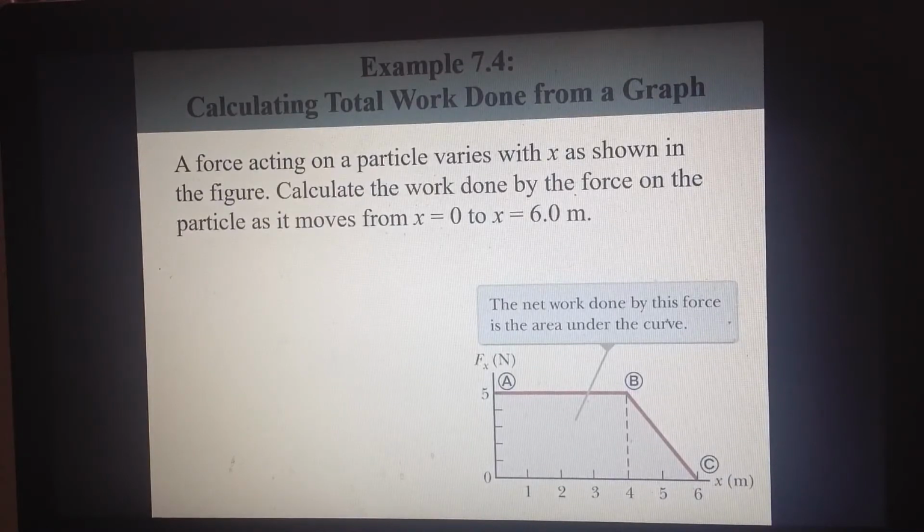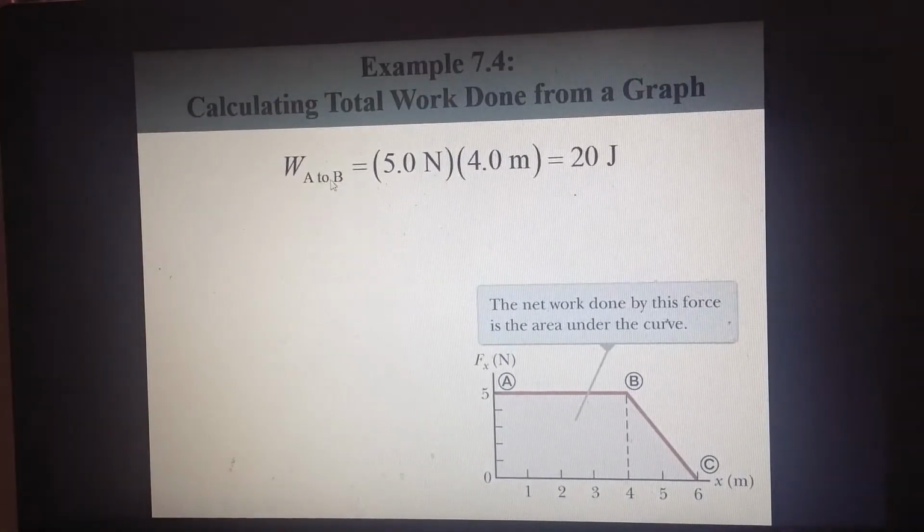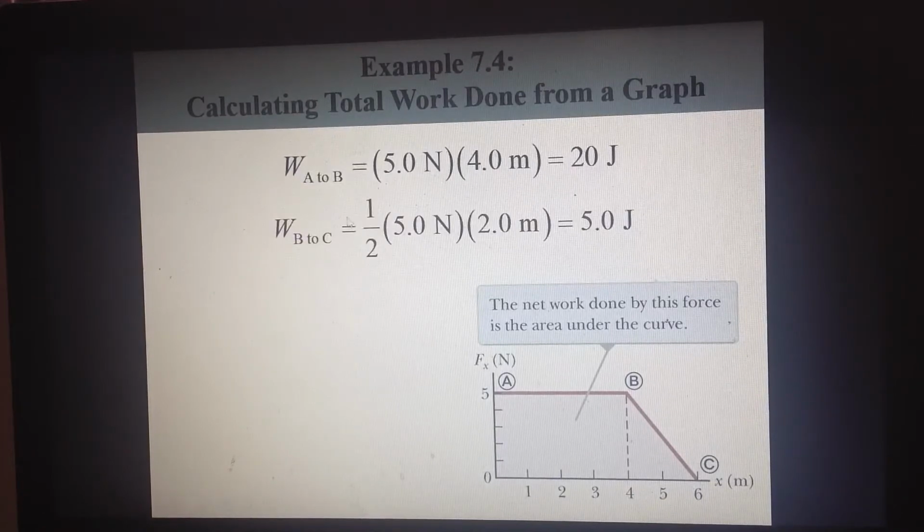If I want to calculate the work done, the first thing that I'm going to do is calculate the work from point A to point B. From point A to point B, the force is just 5.0 newtons and the displacement is 4.0 meters. And so I can just multiply that together to get my 20.0 joules. Now when I go from point B to point C, the force is changing, it's reducing. So I need to calculate this area.